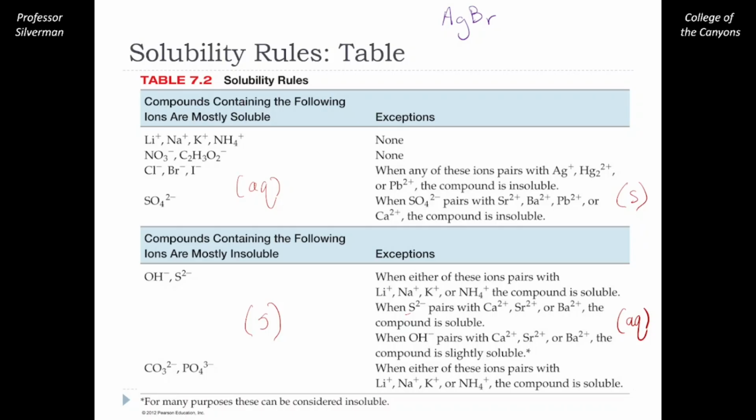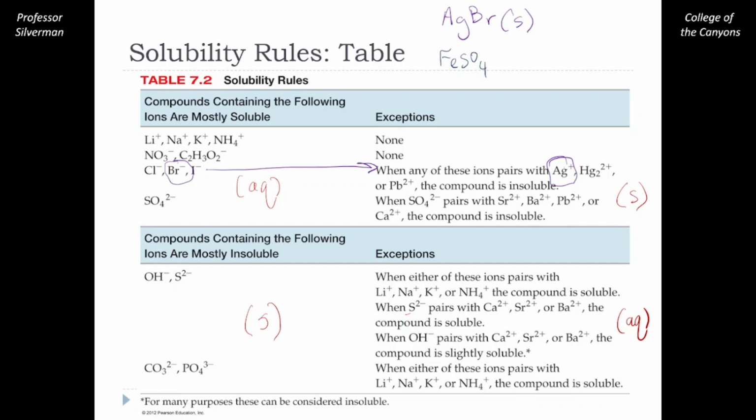If we want to check a couple of chemicals, if we have silver bromide, we don't have any rules on the left-hand side for silver, but we do have a rule for bromide. Bromide compounds tend to be soluble. However, we can check, is this one of our exceptions? And the answer is yes, this is an exception. So we can say that silver bromide, even when it gets dumped into water, will remain as a solid.